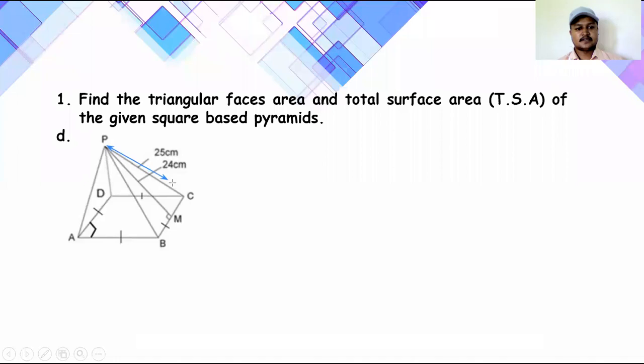From P to C as well as from P to M. So length from P to C, these four lengths PC, PB, PA, PD, these all are equal and they are called the edges.